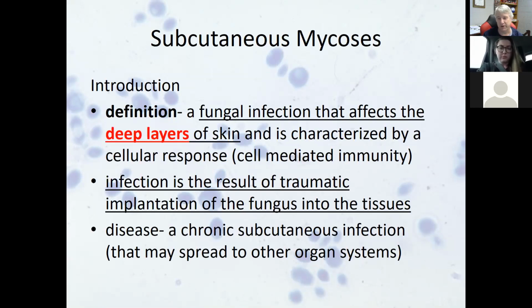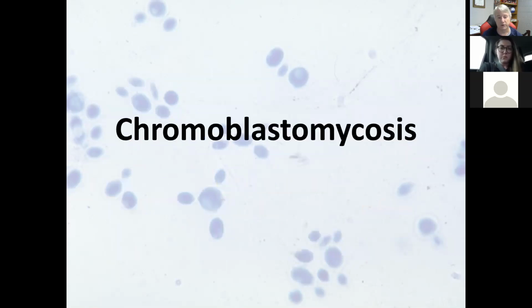You may think of it simply as, I know it may not seem as traumatic to some, but just getting a splinter under the skin or in the skin, and that could be the entryway. Just something as simple as a splinter could be the problem. Chronic subcutaneous infection that may spread to other organs. So it starts subcutaneous with, say, a splinter, and then it moves into the body and goes past the subcutaneous layer.